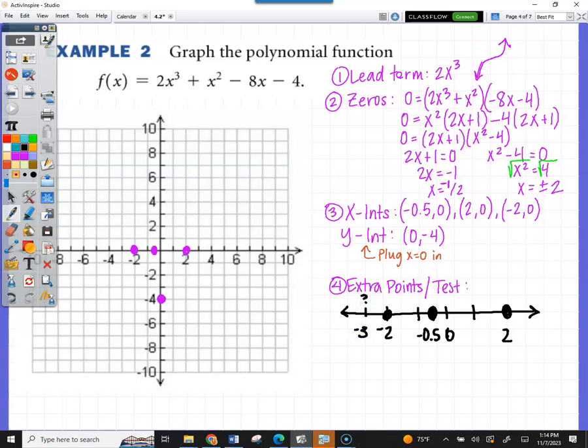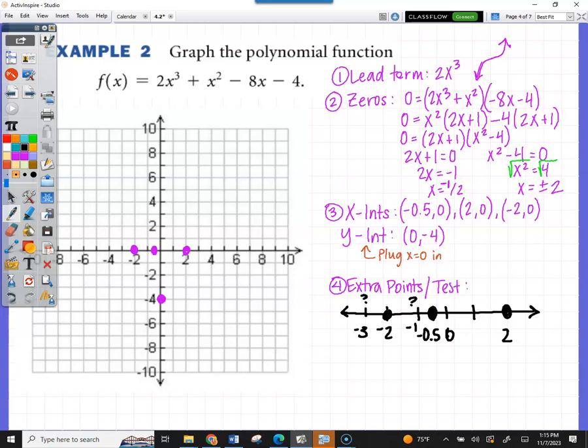What about between 0, negative a half, and negative 2? What do you think I'm going to pick? Negative 1. What'd you say? No. Okay, yeah, have fun with that. I'm going to do negative 1. You do you, boo. I don't know. I mean, yeah, you can. What do you think I'm going to pick between negative a half and 2? 1.5.